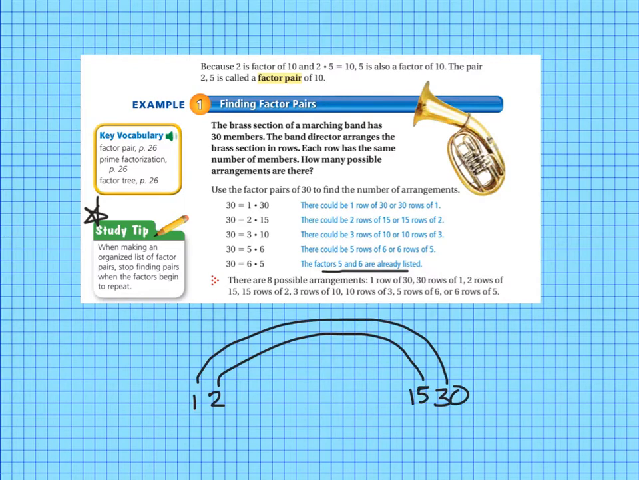And 30 is divisible by 3. So 3 times 10 is 30. 30 is not divisible by 4. 30 is divisible by 5. We know that because 30 ends in a 0. And 5 times 6 is 30. And then we repeat because our next number is 6. So we know it's time for us to stop.